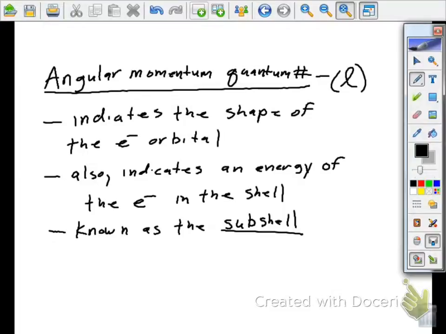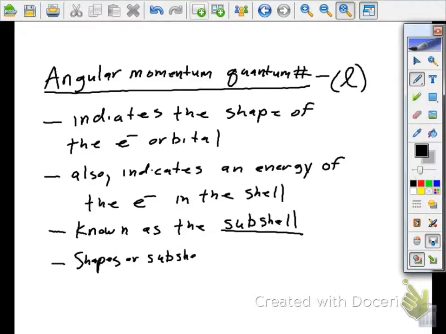That shape also indicates the energy that it has within the shell. So we have these different subshells within the shell. We have a shell, and then we can possibly have different shapes the electrons take within the shell. And those shapes are indicated as subshells.